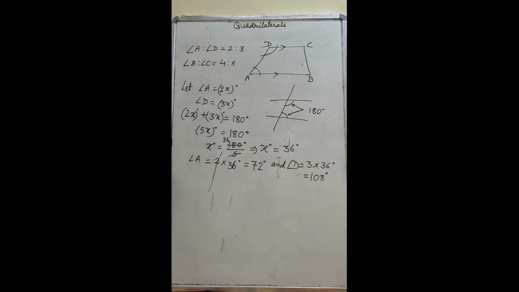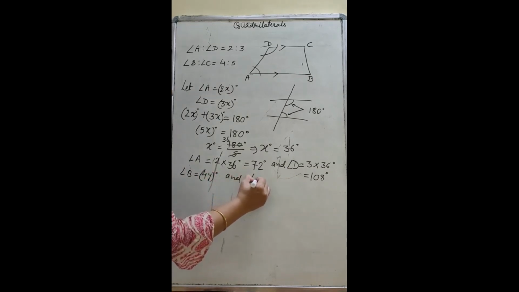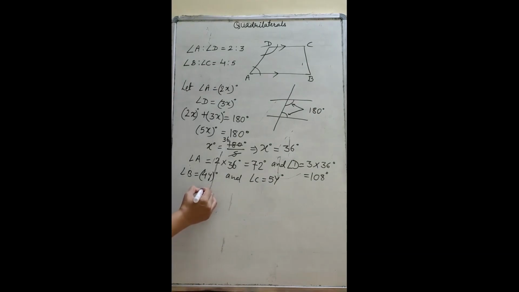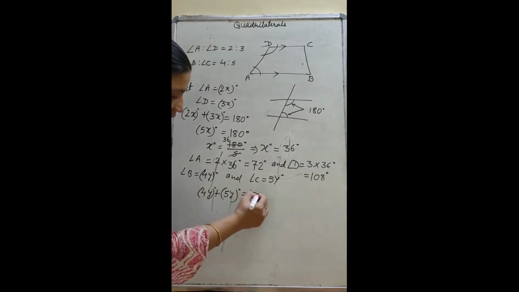So I am again supposing one variable. Since earlier I took the common variable x, now I am taking variable y. So we will write: let angle B be equal to 4y degrees and angle C be equal to 5y degrees. By the angle sum property, that means supplementary angles, 4y degrees plus 5y degrees is equal to 180 degrees.